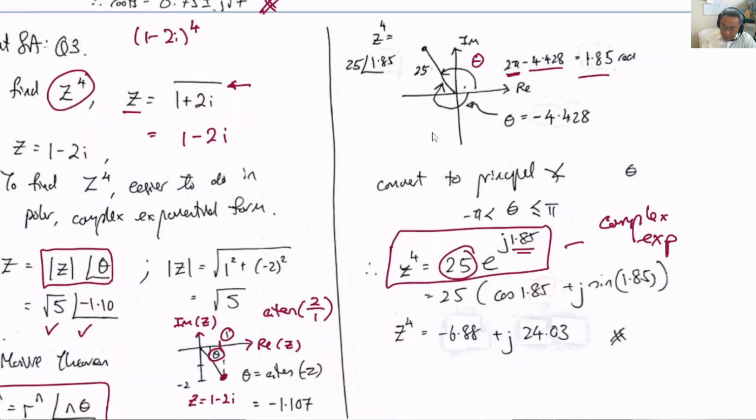And of course, if we want it to be in the trigonometric form, then this is it, a trigonometric polar form. So we just remember, e to the j theta equals cosine theta plus j sine theta. That's it. So we are just putting the angle here, cosine theta plus j sine theta, multiplied by the modulus. Alright, that's it.